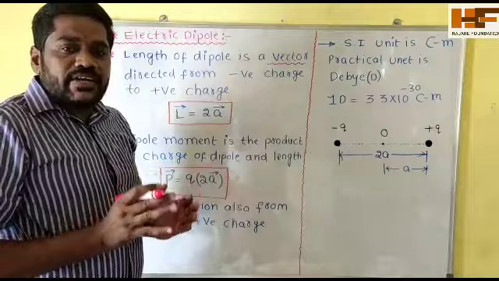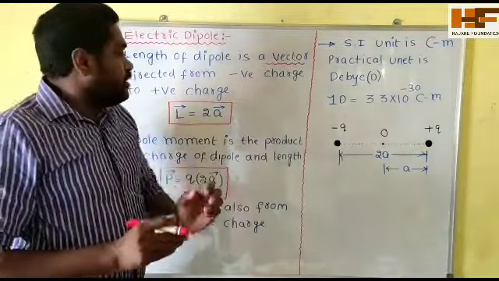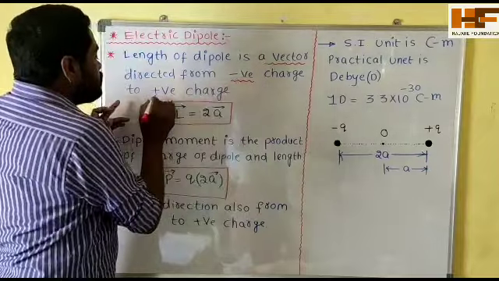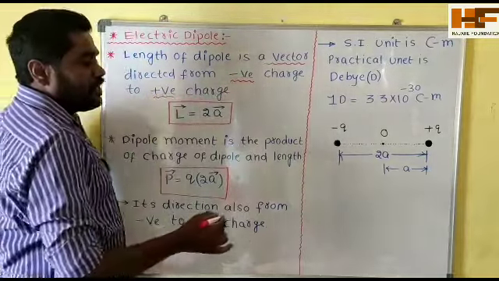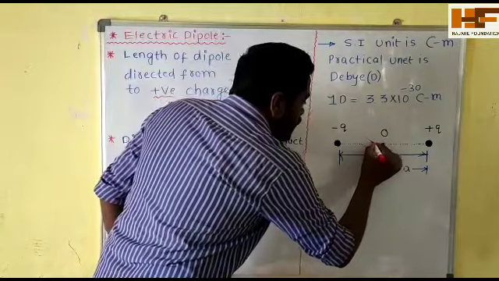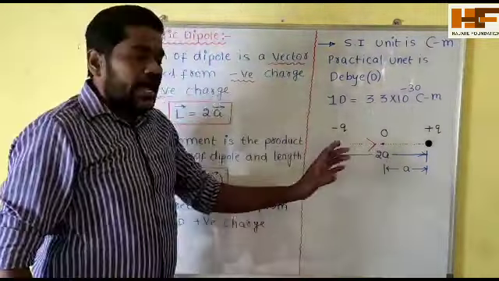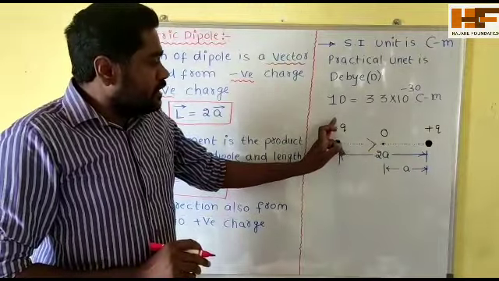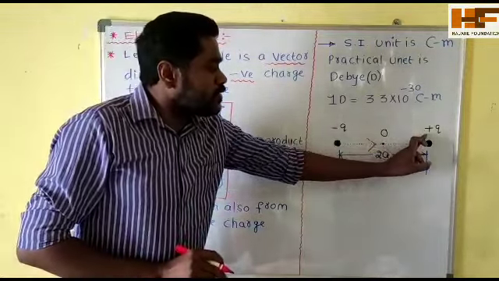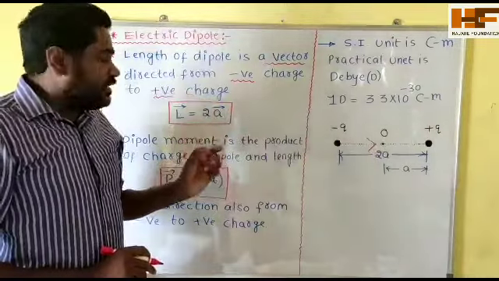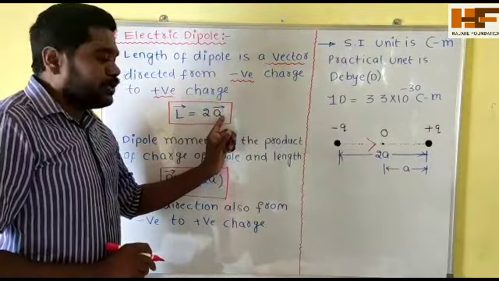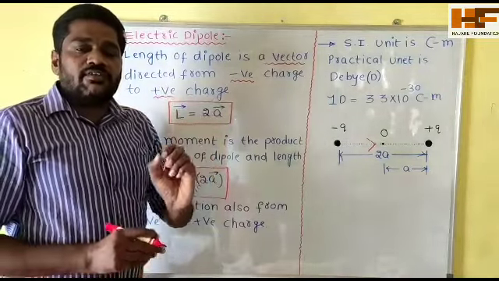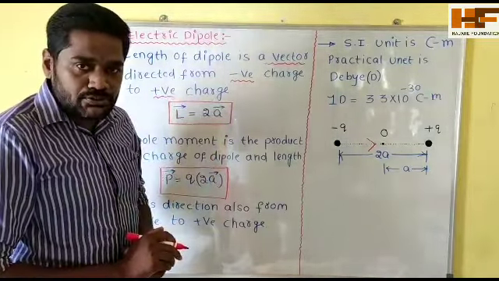Okay, if it is a vector, what is its direction? The direction of the length vector is always from where to where? Negative charge towards positive charge. That is the arrow mark. That arrow mark indicates that it is from negative charge to positive charge. Therefore, the length of the dipole L bar is equal to 2 into A bar, and this 2A bar is a vector quantity. Its direction is always from negative charge to positive charge.